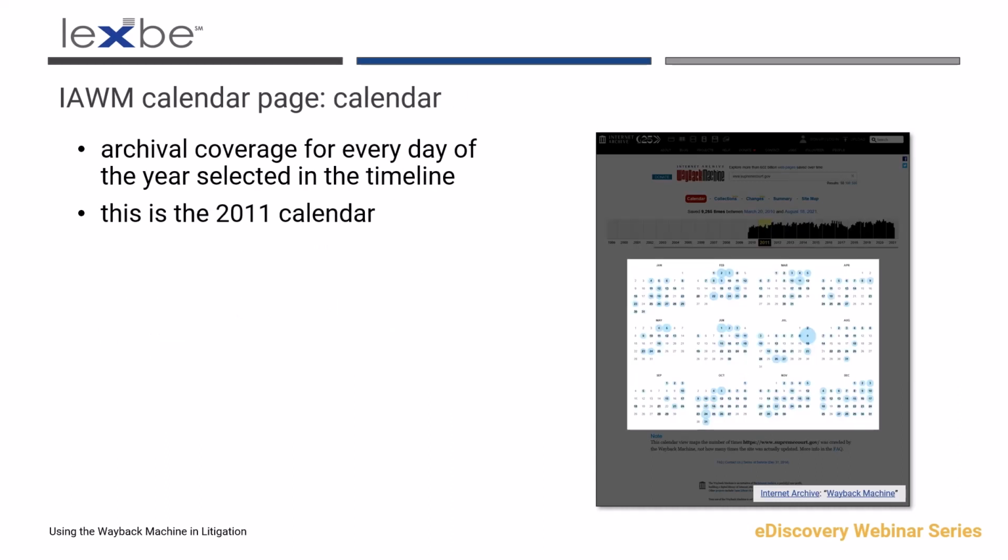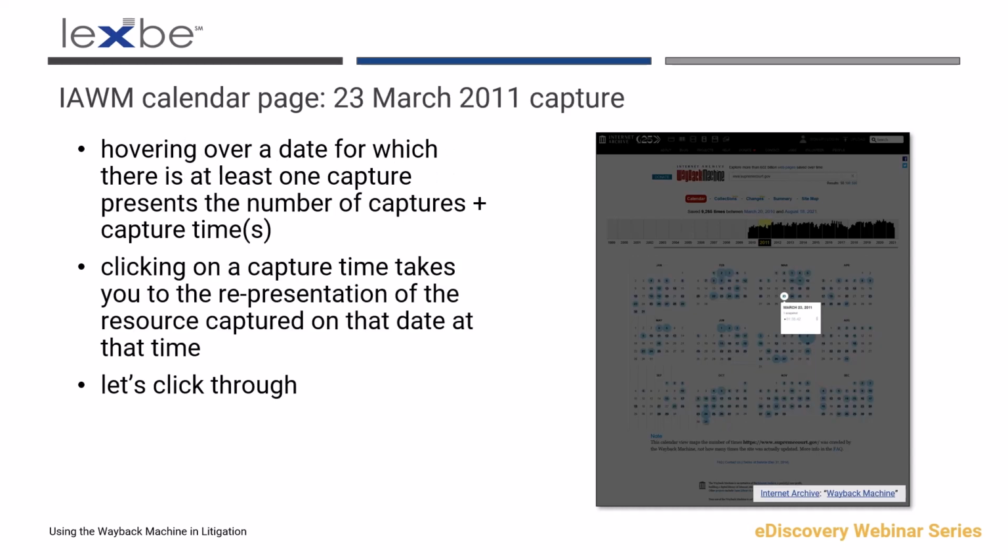Archival coverage for every day of the year selected in the timeline is displayed in the calendar view below. This is the calendar view for the year 2011. Hovering the cursor over a date for which there is at least one capture presents an overlay with the number of captures and their capture times. In this case, looking at 23 March 2011, there is one capture at 01:38:42 Coordinated Universal Time. Clicking on that link takes us to the representation of this web page as captured on that date at that time. Let's click through and take a look.